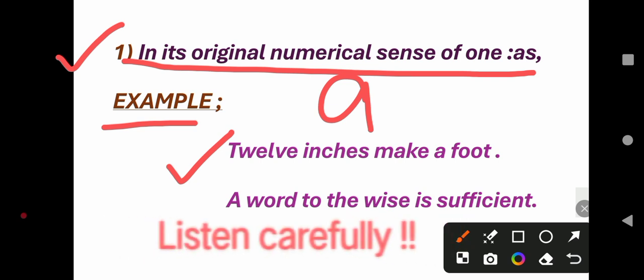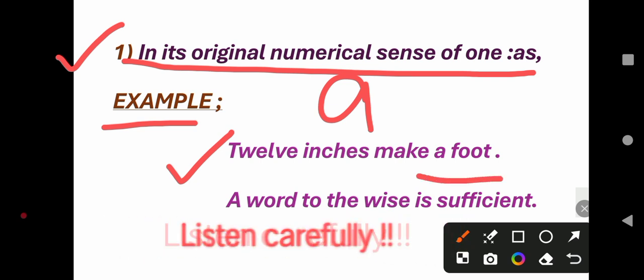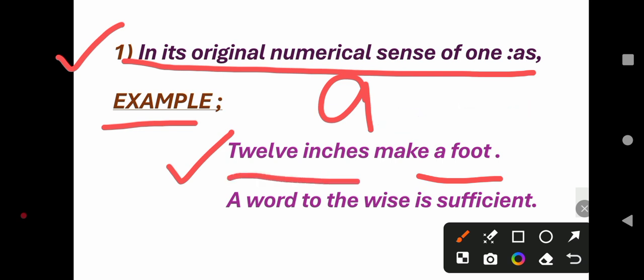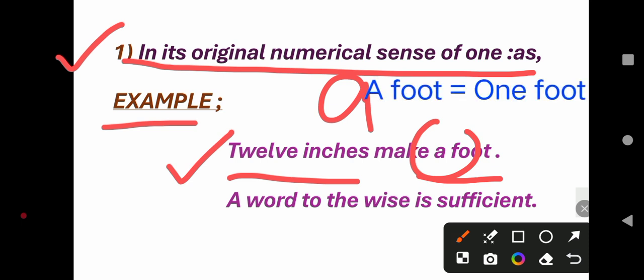So let's look at a few examples. Twelve inches make a foot. Now listen carefully. Here a foot means one foot. So the sentence means 12 inches are equal to 1 foot. We use "a" instead of "one", that's common in English. So remember that a foot equals one foot.